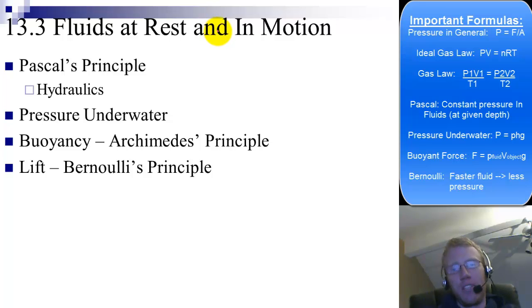We're going to finish off with the last 2 sections of Chapter 13. Chapter 13.3 is about fluids at rest and in motion. This is the most mathematical chapter. It's the most robust. It builds upon itself, and it's going to yield a lot of problems that we can solve. So it deals with Pascal's Principle, hydraulics, pressure underwater, which leads to buoyancy and Archimedes' Principle, and then finally lift and Bernoulli's Principle, how airplanes are able to fly, etc., etc.